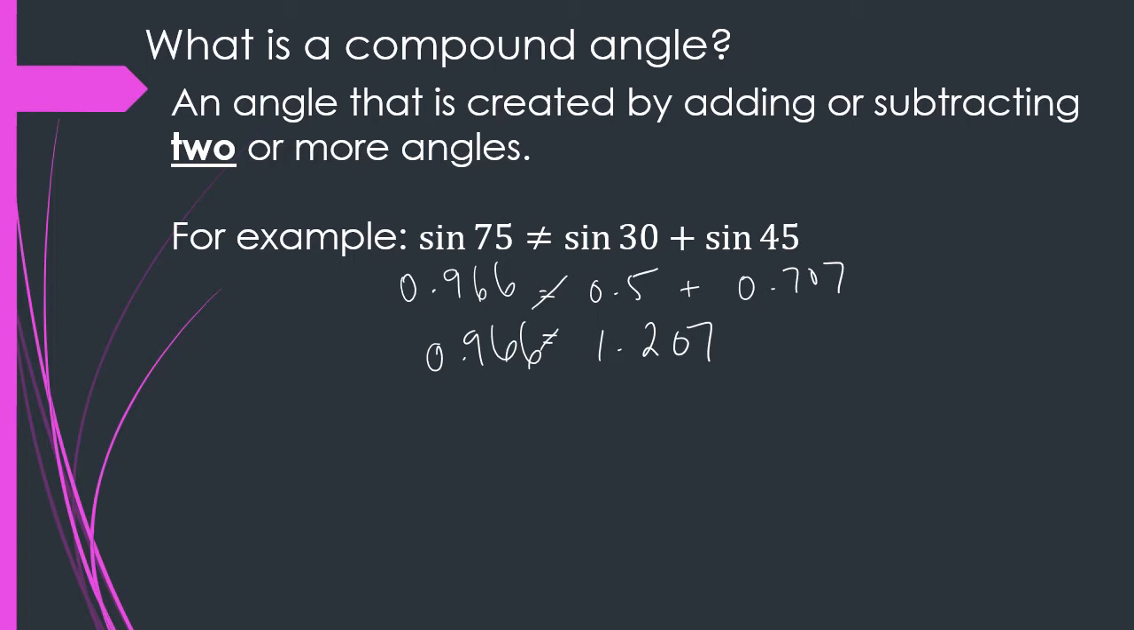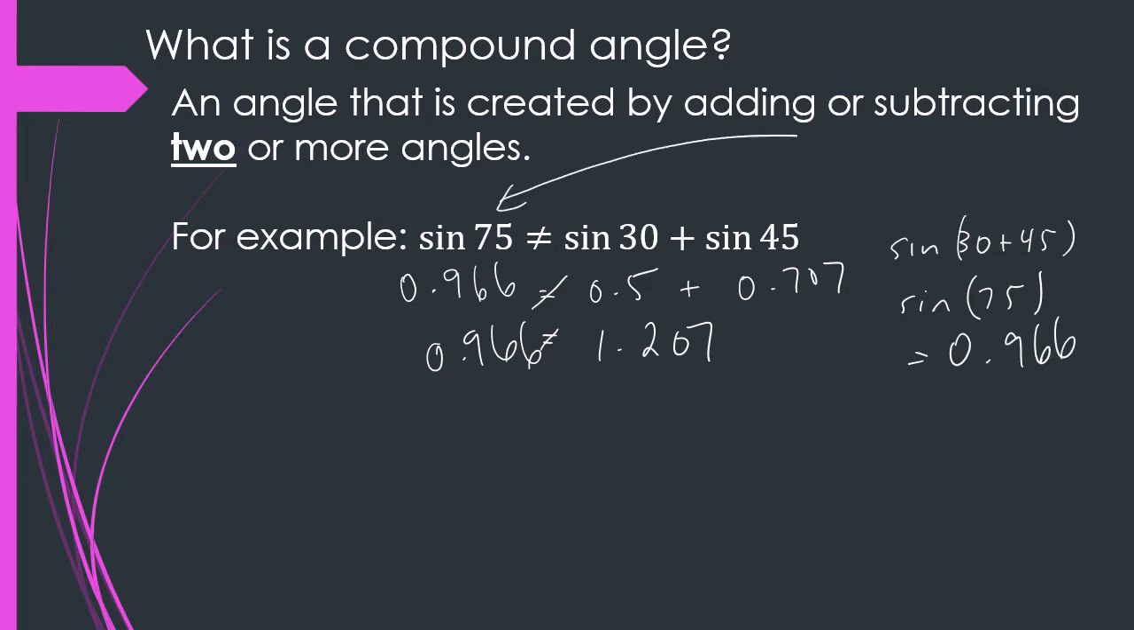So instead, try this. Sine 30 plus 45 in brackets. Now, you could enter it like that, or obviously, according to BEDMAS, you have to do brackets, right? 30 plus 45, 75, sine 75. Calculator tells us 0.966. These two things are definitely equal. And that's kind of where we're going with this.